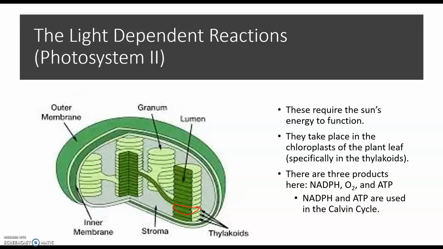There are three products produced by the light-dependent reactions. These are NADPH, oxygen gas, and ATP. NADPH and ATP are used in the Calvin cycle, or the light-independent reactions.